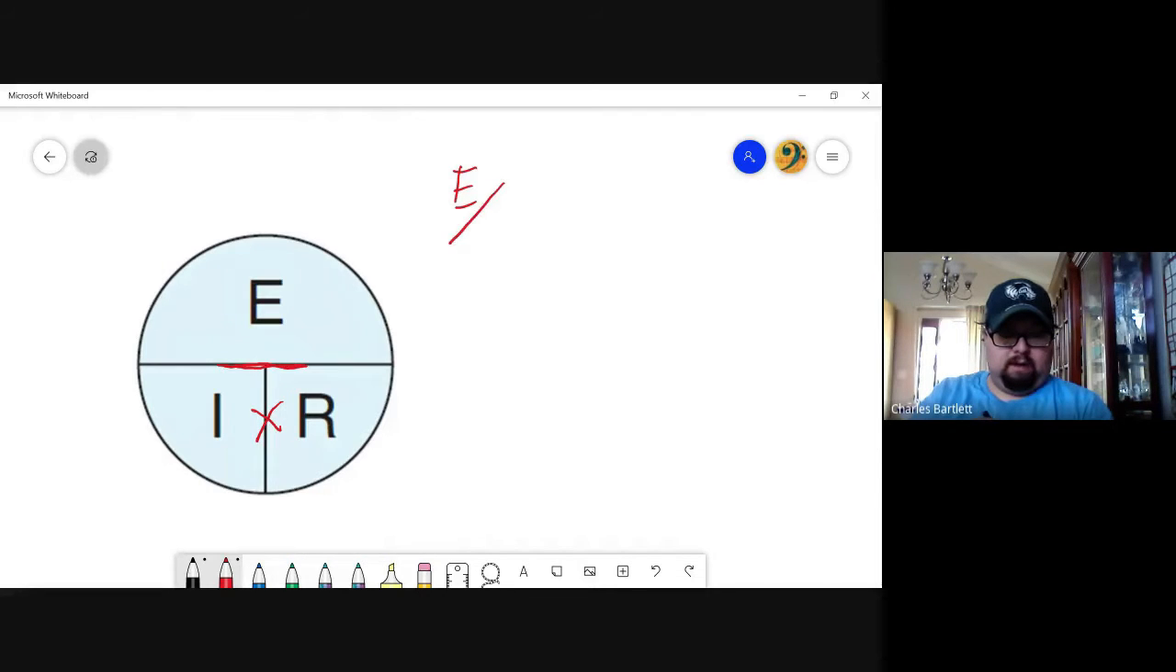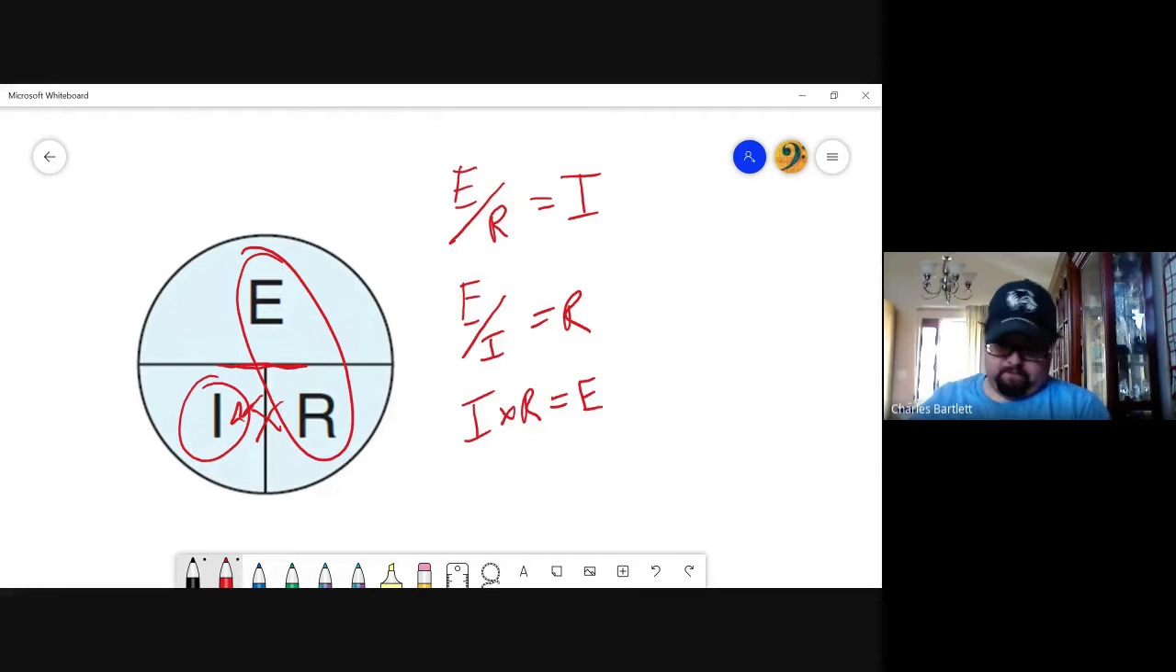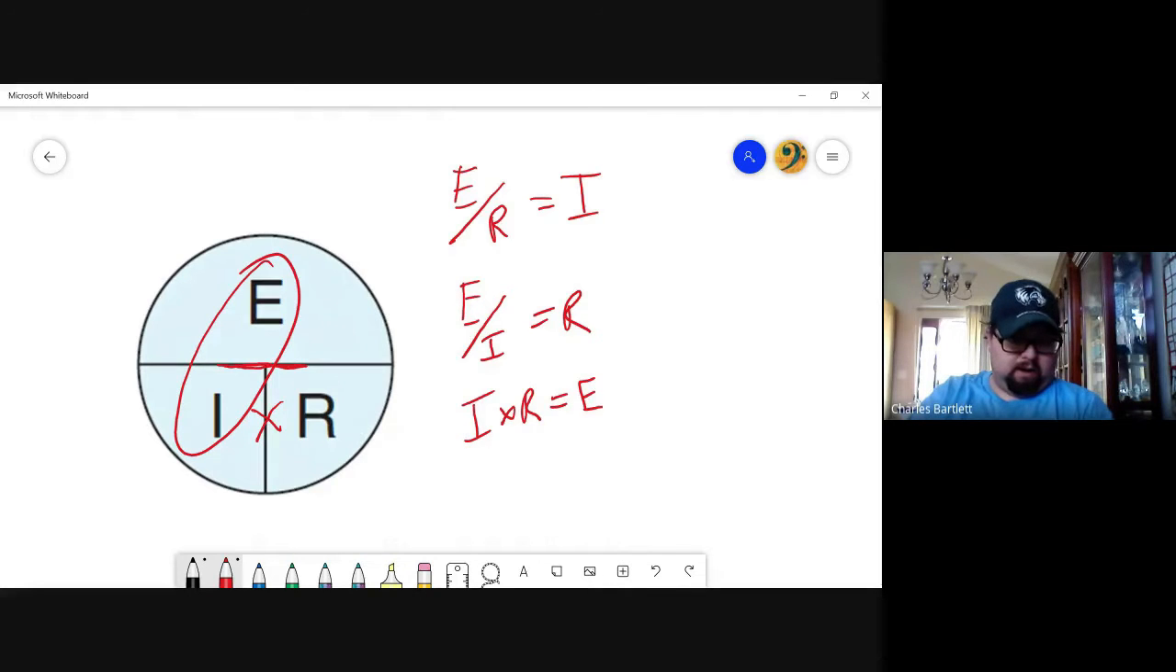E divided by R equals I. We get E divided by I equals R, and we get I times R equals E. Okay, simple as that. I times R equals E. E divided by R equals I. E divided by I equals R. And that's how it works.